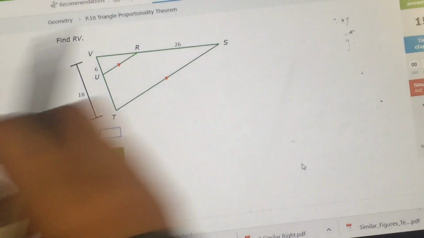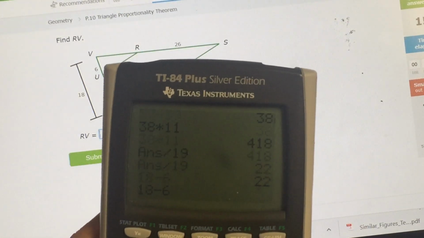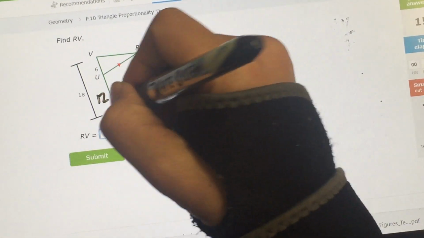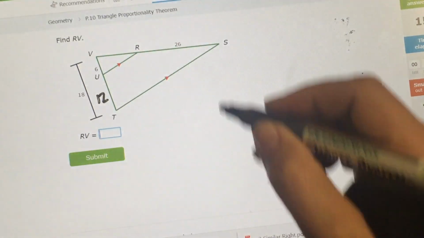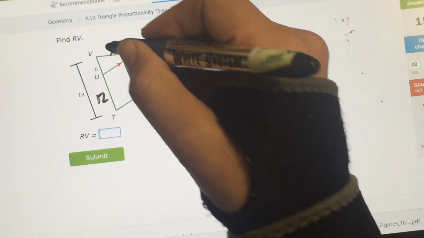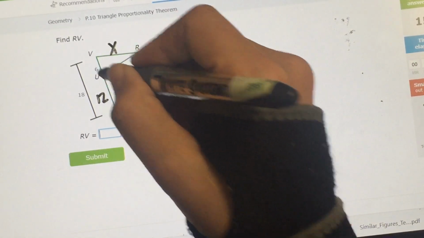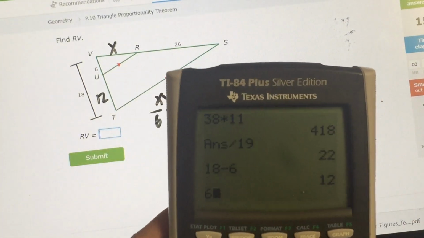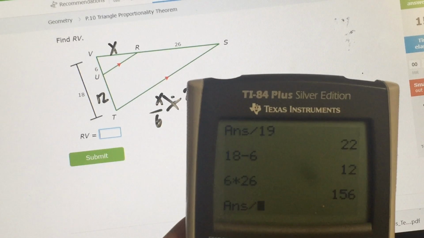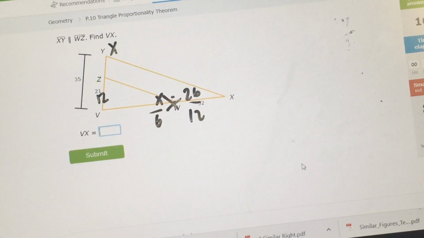I'll do one more. I already know I'm going to have to find this. So 18 minus 6 is 12. Because this whole thing is 18. So 12 plus 6 is 18, the whole thing. And then RV is what I'm looking for. x goes with 26. And then the small one, so 6 goes with 12. Cross multiply and divide. So 6 times 26 divided by 12. 13. All right, and that's basically what you just keep on doing. So that's the triangle proportionality theorem.